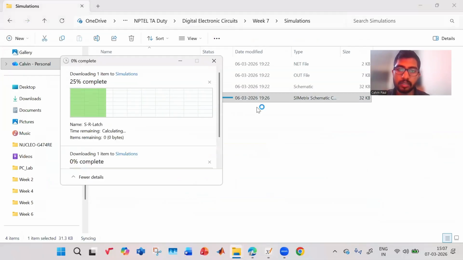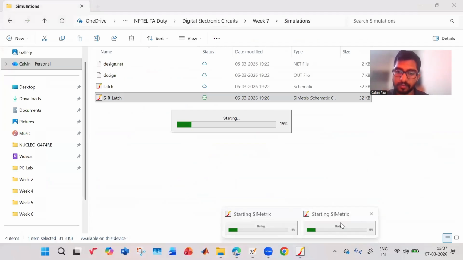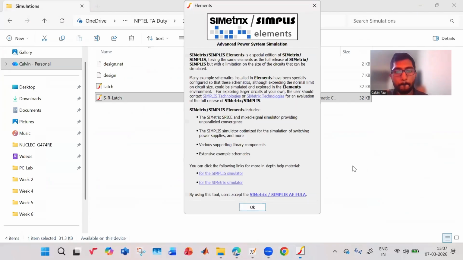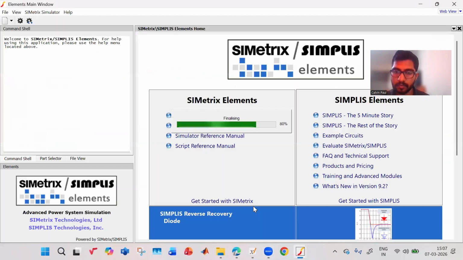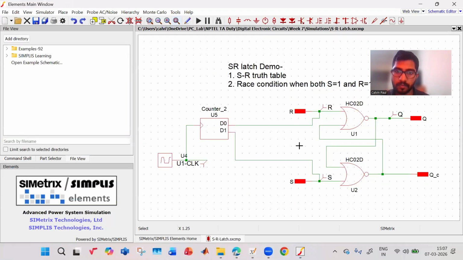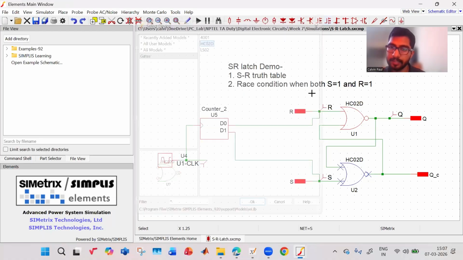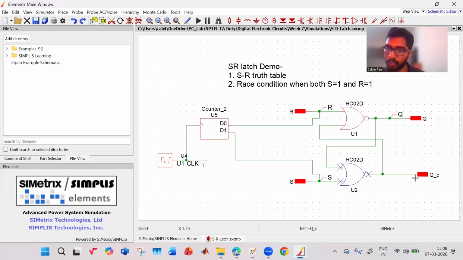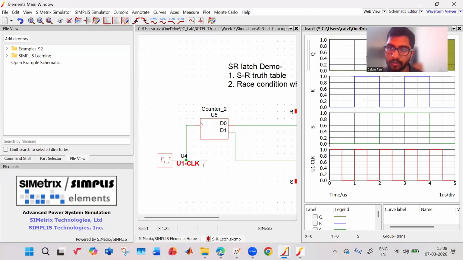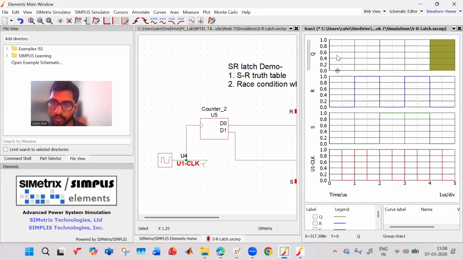So, opening the SR latch. This is a NOR gate, and two NOR gates are there. This is your reset, this is your set. This is your Q, and this is your Q bar. Now we have what is known as a counter. The counter will generate my D0, D1, etc. You will study this concept of counters soon, but we are currently using this because it simplifies things. Let us run it. This is your Q. Q is your output.